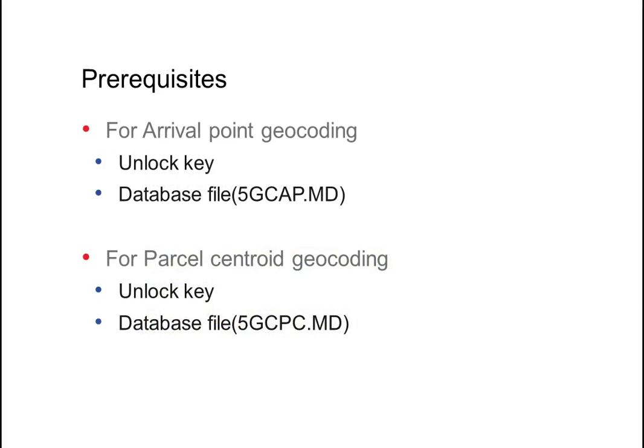Now we will see the prerequisites required to configure arrival point geocoding and parcel centroid geocoding. For both geocodings we need an unlock key, then we need a database file. For arrival point geocoding, we need a database file whose name contains GCAP, since the file should contain these letters. Then for parcel centroid geocoding, it will use gcpc.md.